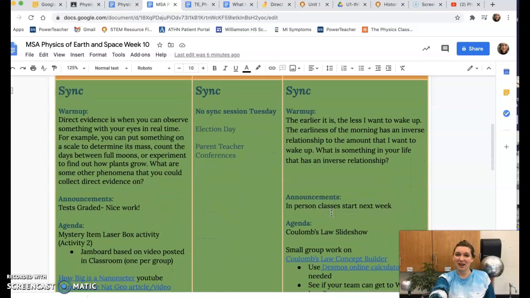In the afternoon of Thursday, we are going to do another special MSA activity about Coulomb's law. Coulomb's law is an equation that tells us the relationship between electric charge and force, as well as distance and force. So we're going to do some math with that and learn about that equation.